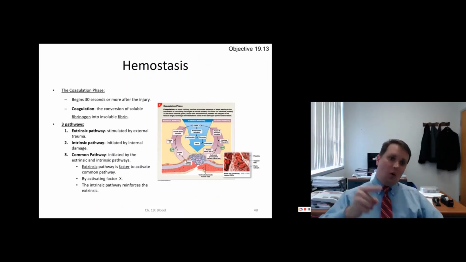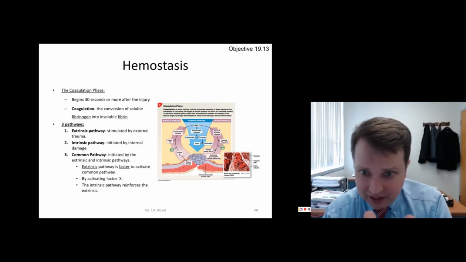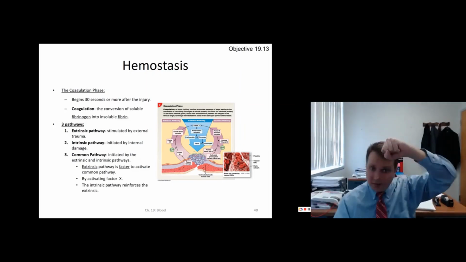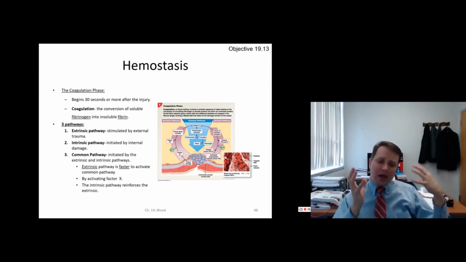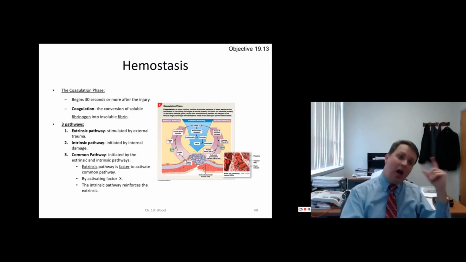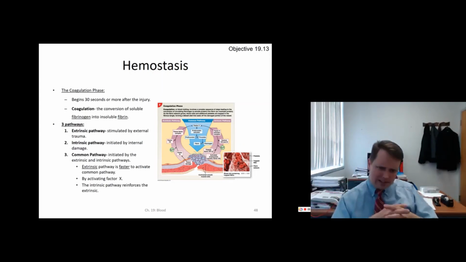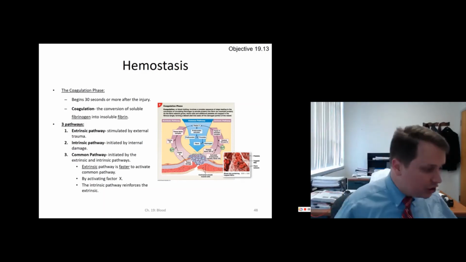Coagulation. Now, coagulation begins about 30 seconds after injury. So, you've got the vascular spasm happening for like 30 minutes, and even after 30 seconds, coagulation starts happening. Now, a lot of people want to take clot and coagulation and make them the same. They're not. A platelet plug, think of that as a clot. Coagulation reinforces that. Okay?